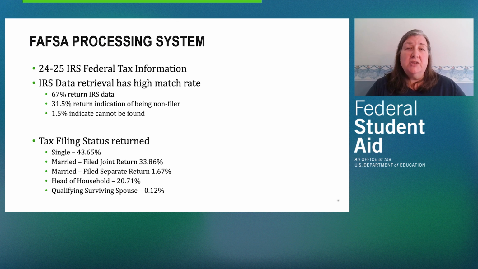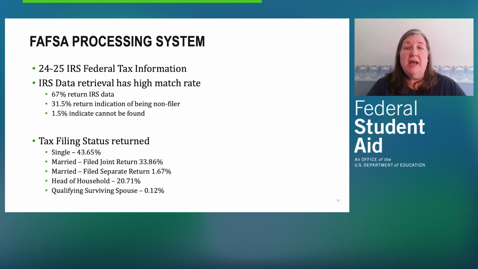So as a reminder, prior to the FAFSA processing system, students and parents or student spouses had the option to use the IRS data retrieval tool and go to the IRS and bring their information into the application. With the start of 24-25, that no longer became an option. The student, parent, or student spouse had to give us their consent, and we are automatically going over to the IRS to retrieve data. The good news is our matching with the IRS is extremely high.